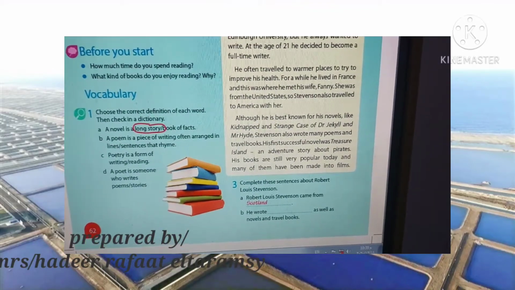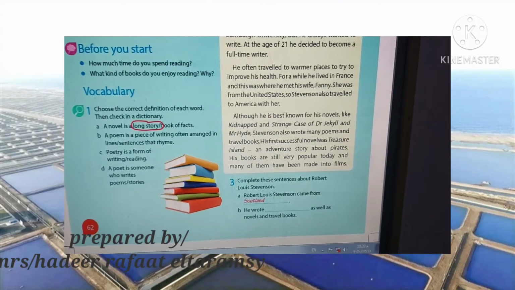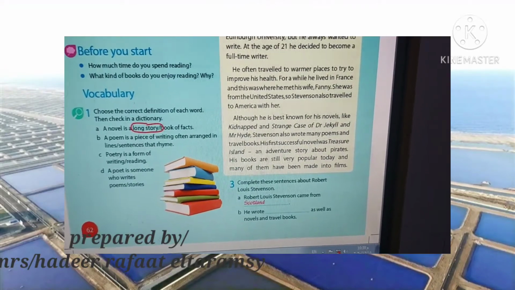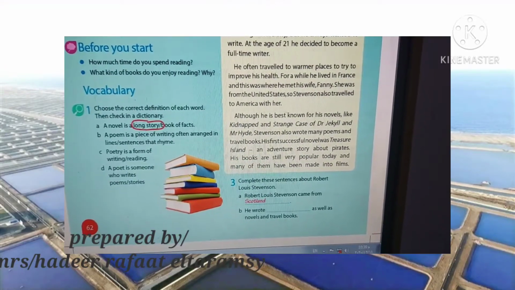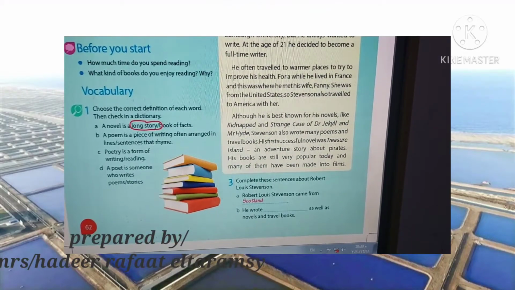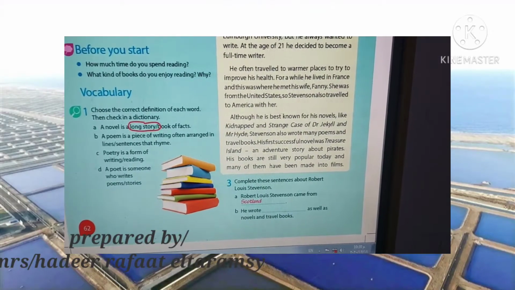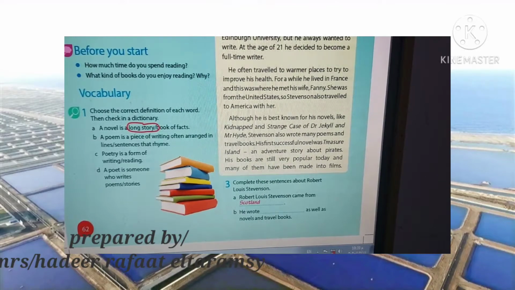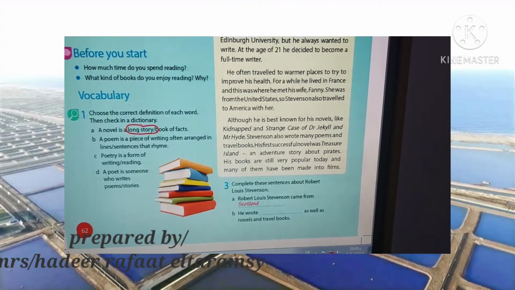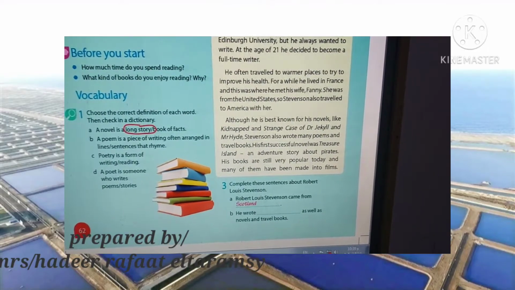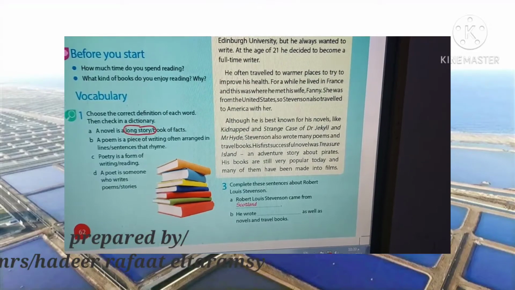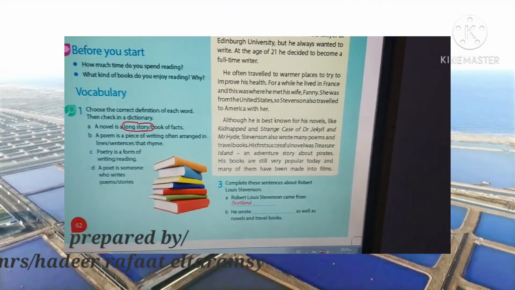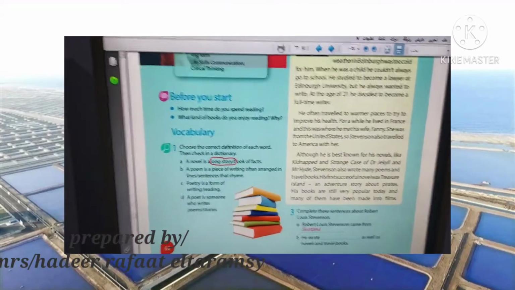Exercise number 3. Complete the sentences about Robert Louis Stevenson. Number 1, letter A. Robert Louis Stevenson came from Scotland. He wrote, as well as novels and travel books. What did he write? Poems. He wrote poems. Okay.